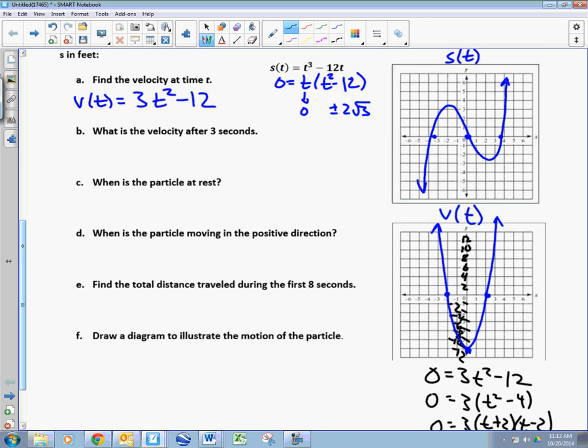Let's now answer the questions. What is the velocity after 3 seconds? Let's plug it into the velocity function. V of 3 is 3 times 3 squared minus 12, or 27 minus 12, is 15. Label it feet per second.